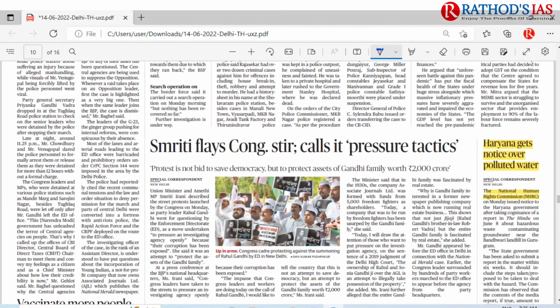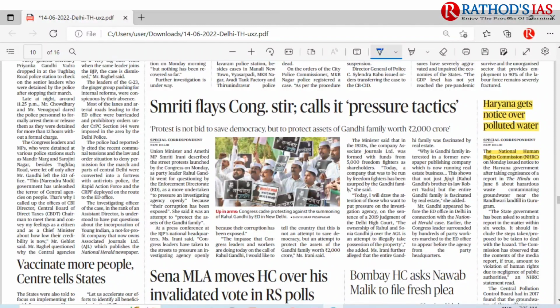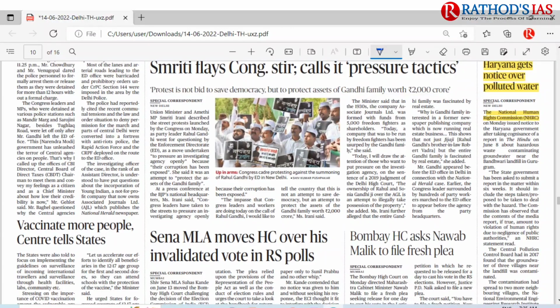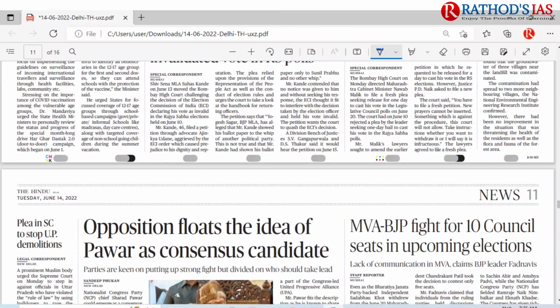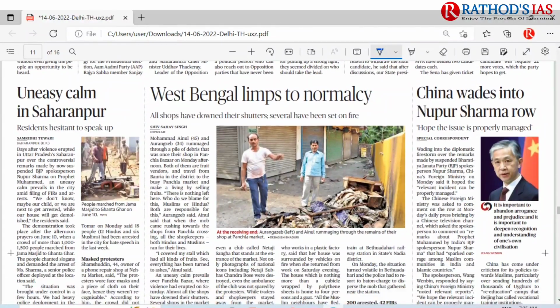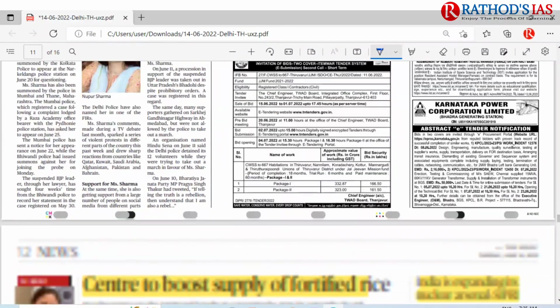And the next topic is Haryana gets notice over polluted water. Recently the National Human Rights Commission issued a notice to the Haryana government to take effective steps to address groundwater contamination, especially in the Bandhwari landfill in Gurugram. So you need to know about the CPCB, about the National Human Rights Commission, and what the impact of this water pollution will be. These are some dimensions that you need to think about and refer to.